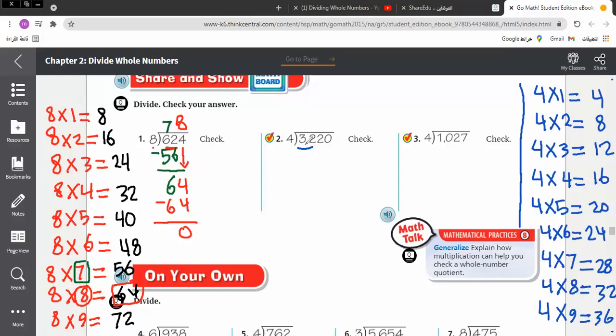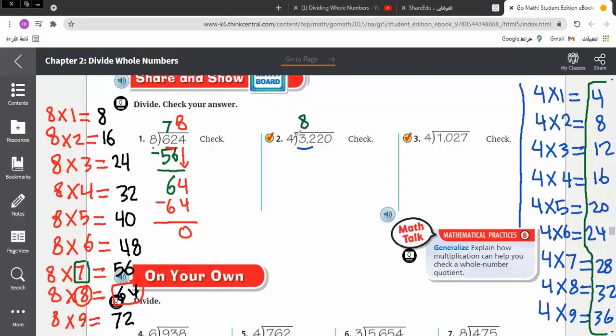Let's do it. 32 divided by 4 is equal to what number? Check table 4. How can we get 32 or number close to 32, but not bigger than 32? Silman, you understand me? 32, how can we get it from these numbers? From 4 times 8. That's it. 4 times 8. So 32 divided by 4 is 8.